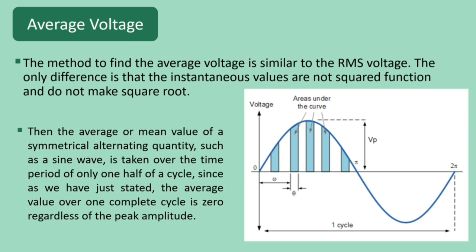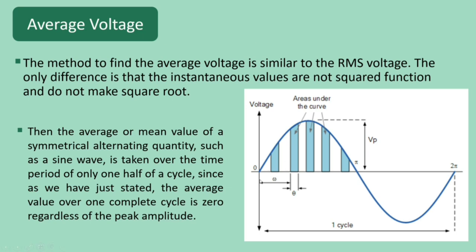For a periodic waveform, the area above the horizontal axis is positive, while the area below the horizontal axis is negative. The result is that the average or mean value of a symmetric alternating quantity over the full cycle is therefore zero. So, average or mean value for a symmetrical alternating quantity, such as a sine wave, is taken over one time period of only one half of a cycle.